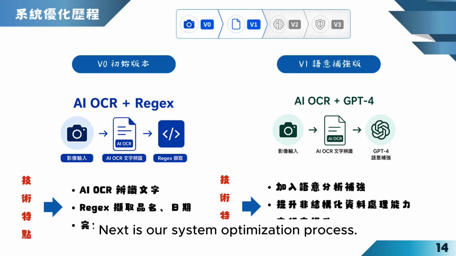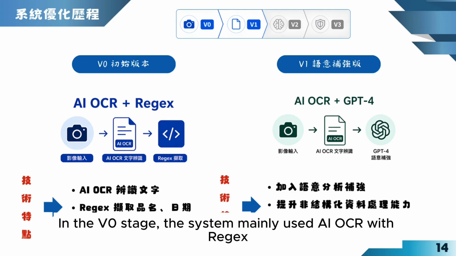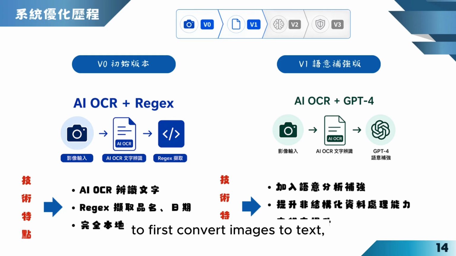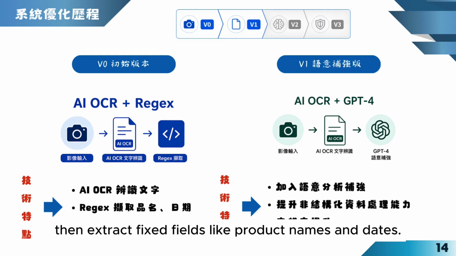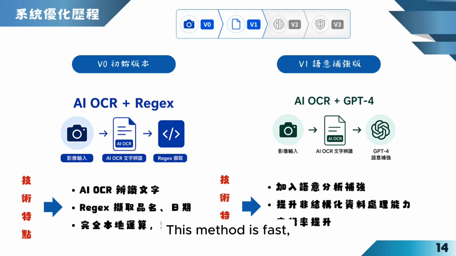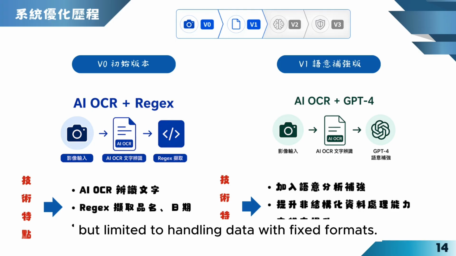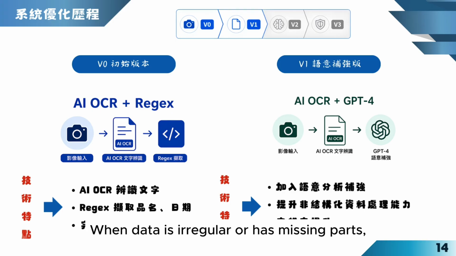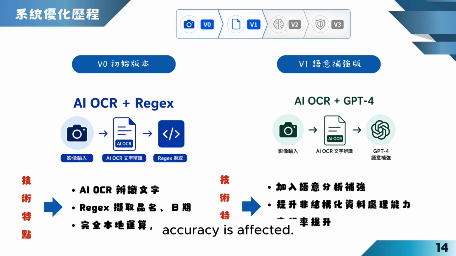Next is our system optimization process. In the V0 stage, the system mainly used AI OCR with regex to first convert images to text, then extract fixed fields like product names and dates. This method is fast, but limited to handling data with fixed formats. When data is irregular or has missing parts, accuracy is affected.